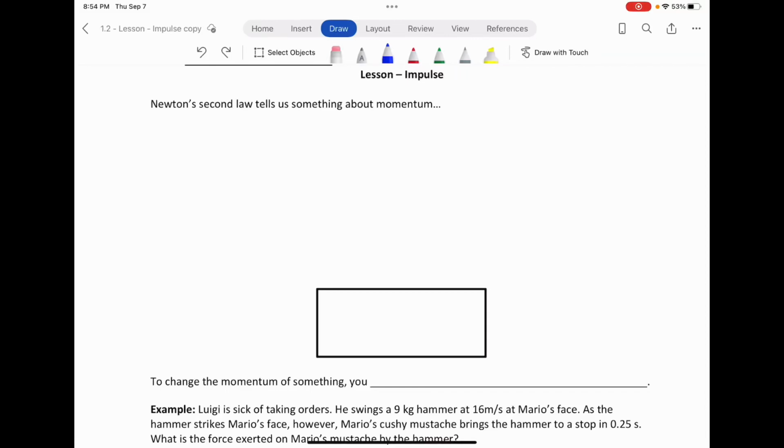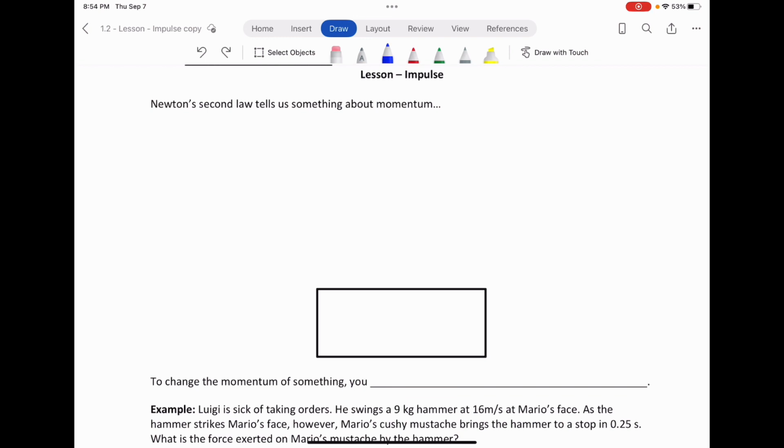This lesson is on a topic called impulse and how that relates to what we already know about momentum. So remember from our last lesson that momentum is an object's mass multiplied by its velocity. P equals mv is the formula we learned.